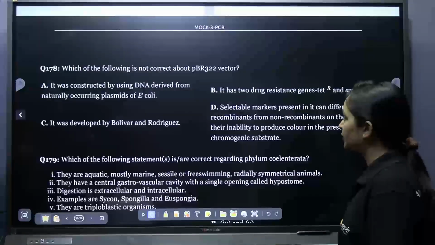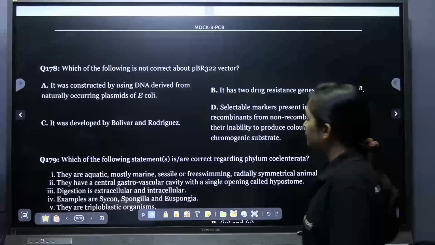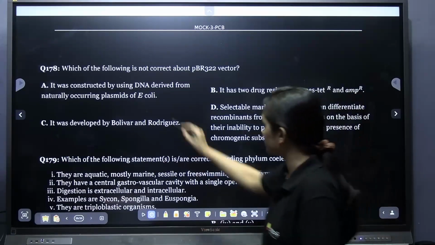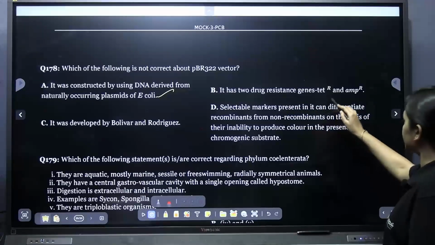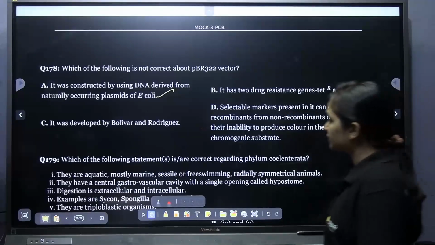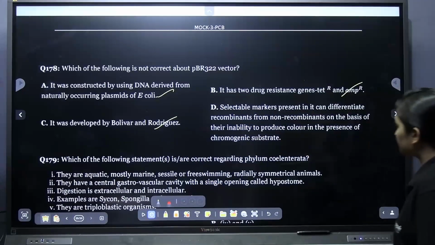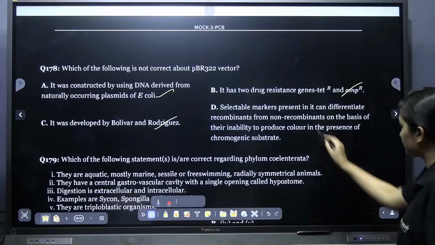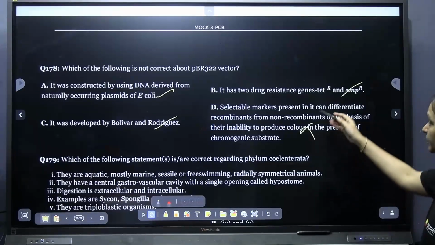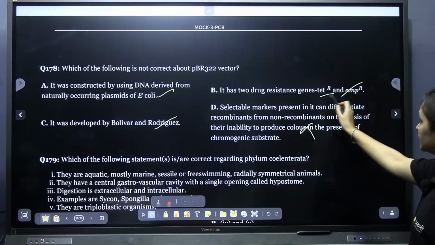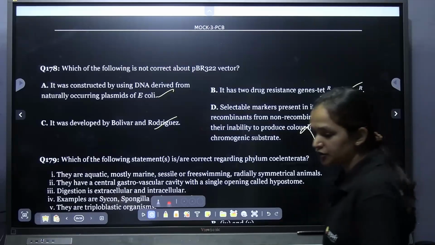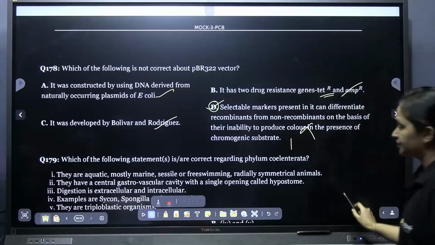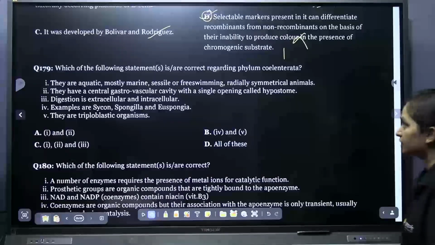Which of the following is not correct about PBR 322? It was constructed by using DNA derived from the naturally occurring plasmid. This is correct. It has 2 drug resistant genes, that is tetracycline resistant, ampicillin resistant, correct. It was developed by Bolivar and Rodriguez, correct. Selectable marker present in it can differentiate recombinants from non-recombinants on the basis of their ability to produce color. Now this is wrong. It is on the basis of whether they are able to grow in the antibiotic, yes, that is true. So this is wrong. So D for Delhi is the correct option. Not correct answer, it is the incorrect statement, correct option.